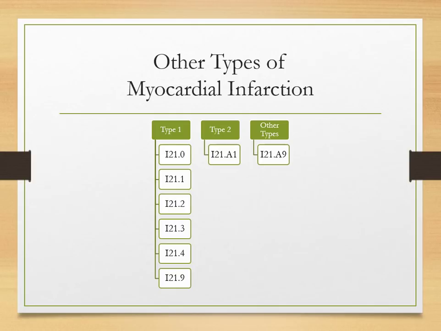Of note, do not assign code I-24.8, other forms of acute ischemic heart disease, for demand ischemia. Now, sequencing of type 2 or the underlying cause is going to be dependent on the circumstances of the admission. When the patient has type 2 and it's described as a STEMI or a non-STEMI, you already know you're going to use that type 2 code I-21.A1. Why? Because I-21, those codes are only for, yes, you guessed it, type 1.